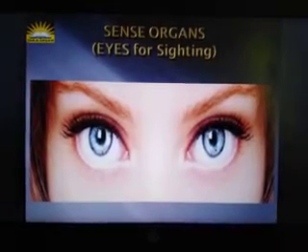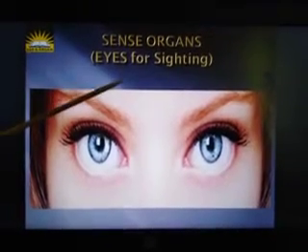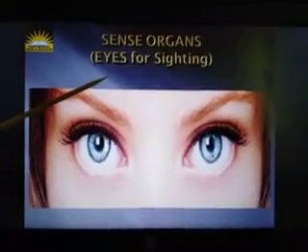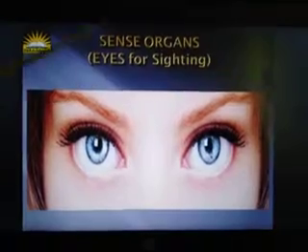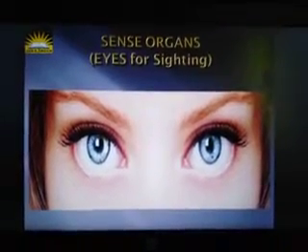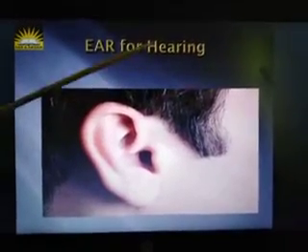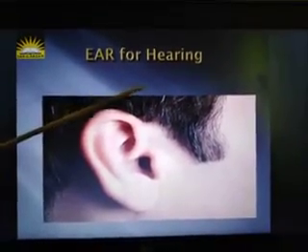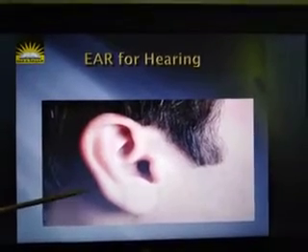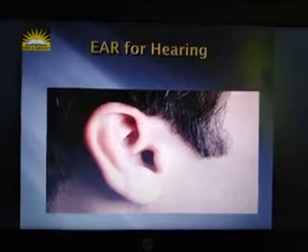Next we are discussing about the sense organs. The first sense organ is eyes. Eyes are used for sighting. You have studied about the sense organs in your previous classes as well. Ear is also a sense organ, and ears are for hearing. We have two ears to hear the sounds from our surroundings.